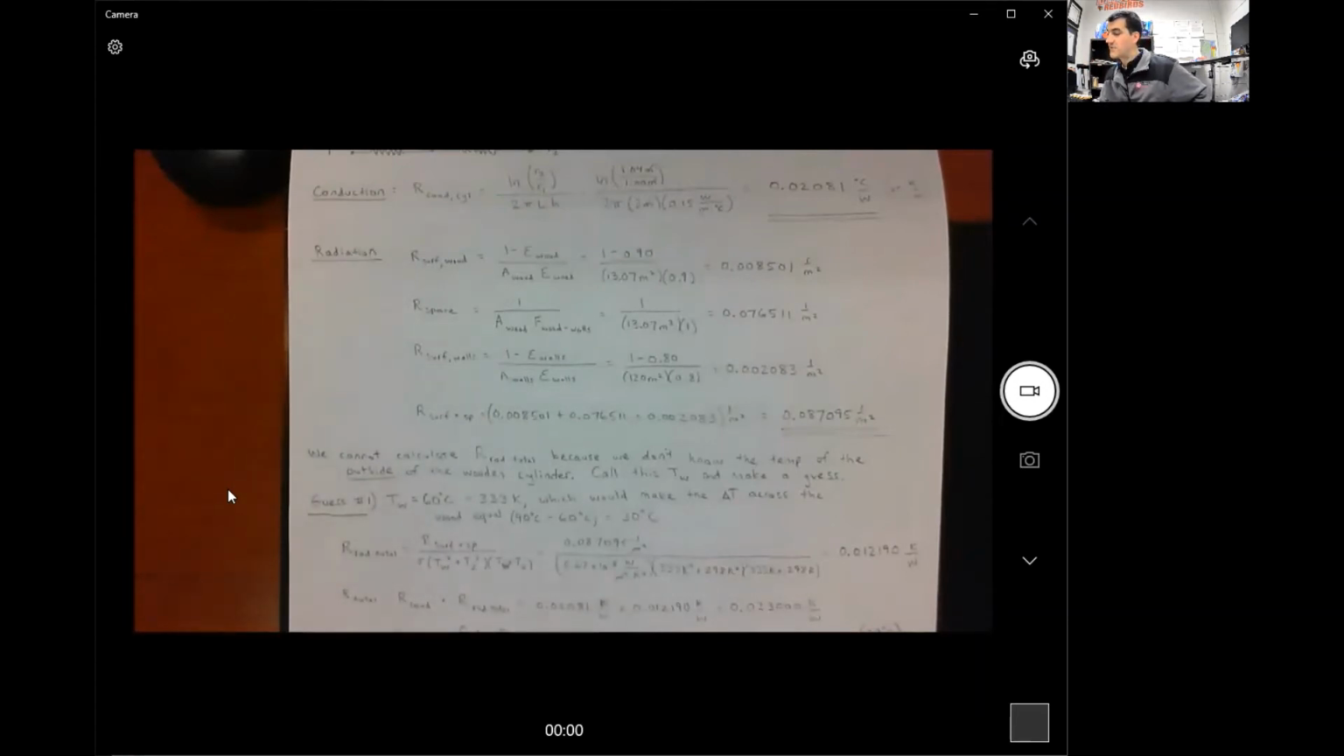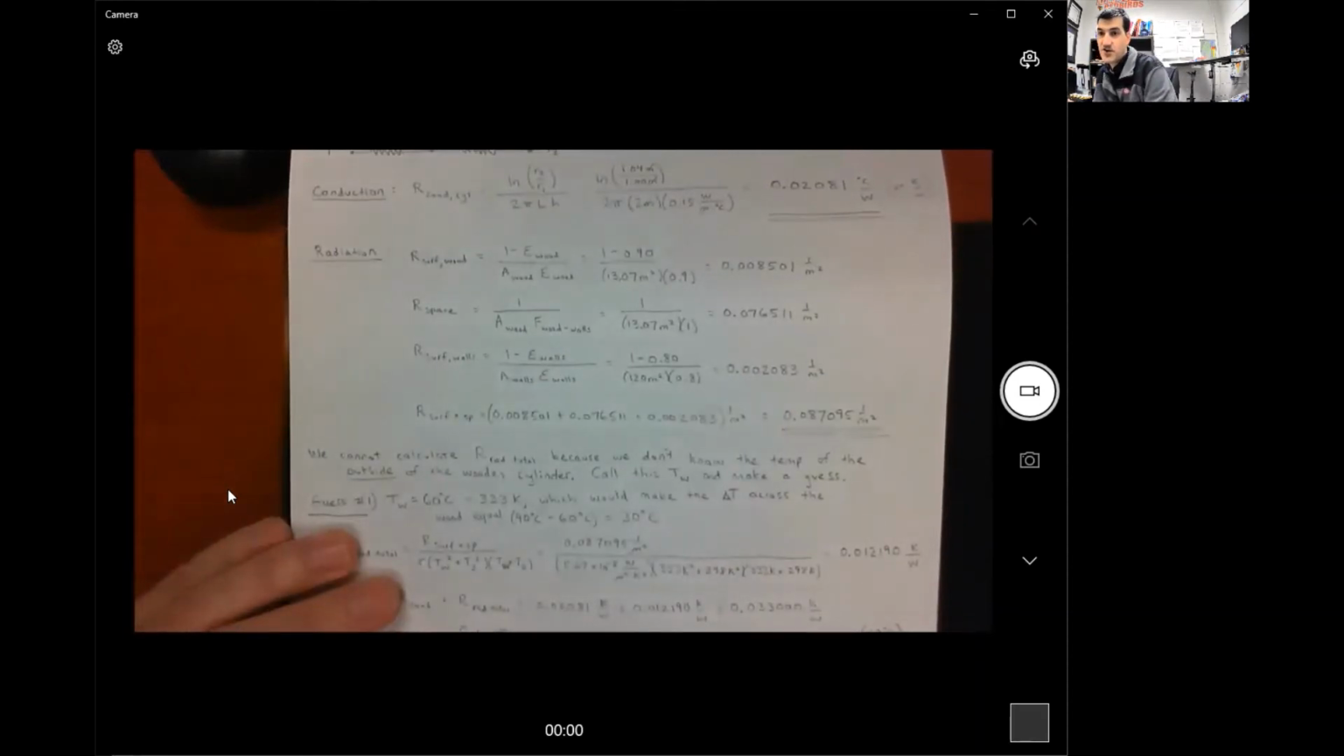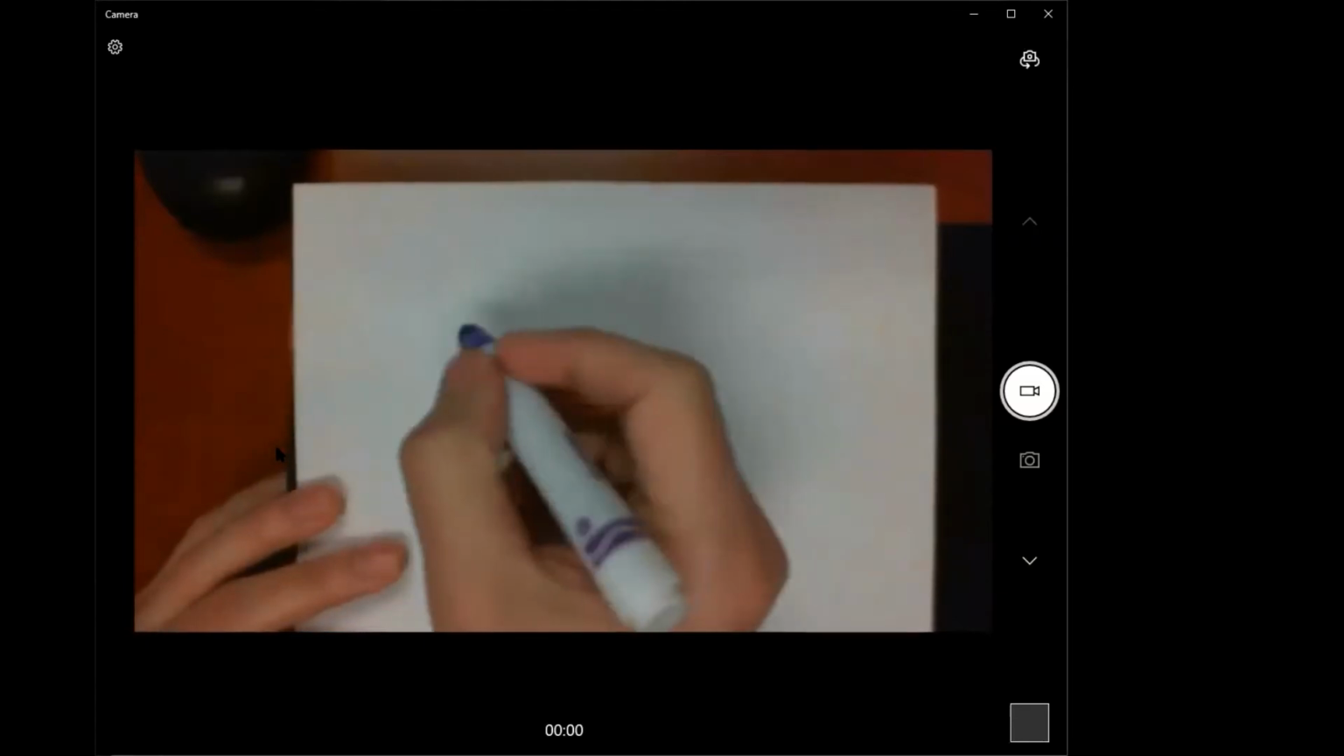So the way I'm going to check that is by calculating the delta T across the wood. I'm going to tell you how I'm going to check that assumption that I made, but first let me make a quick explanation by comparing this to something that I actually teach about in a different class, but I'm just going to simplify it here. So think about electrical circuits.